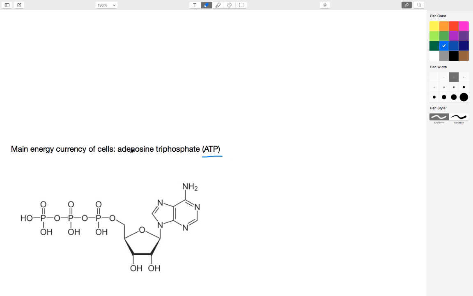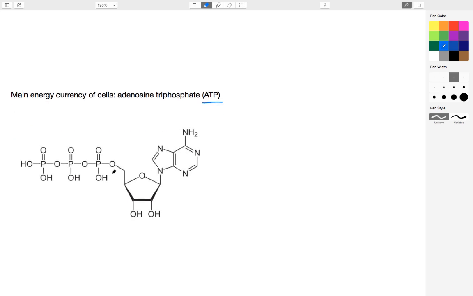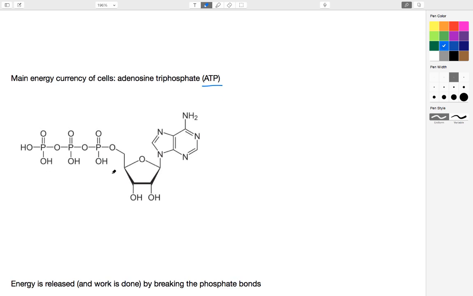ATP stands for adenosine triphosphate. It's called adenosine triphosphate because it has an adenosine group with three phosphate molecules attached to the side of the sugar. And this is the molecule that does all of the work and powers the cell. This is essentially the rechargeable battery of the cell. And this particular molecule is converted back and forth from ATP, adenosine triphosphate, to ADP, or adenosine diphosphate.